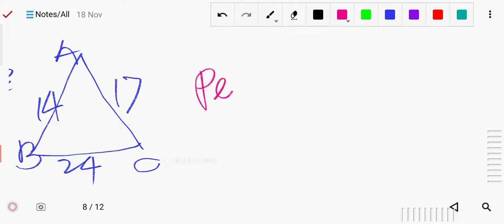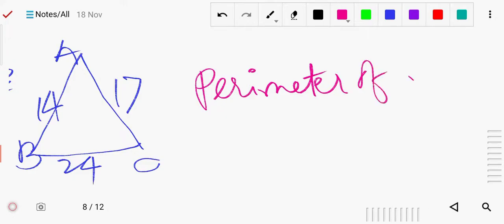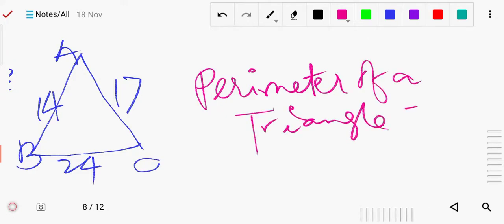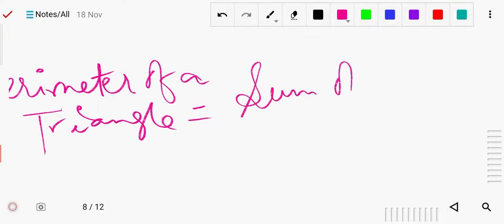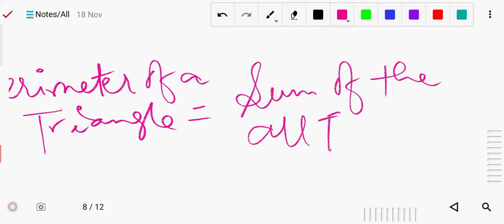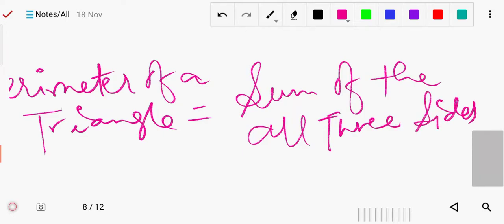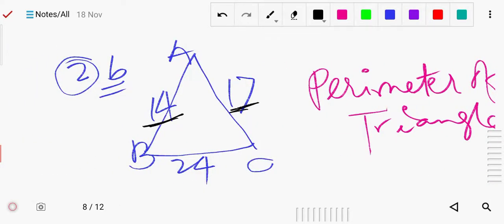So you have to write the formula like this: perimeter of a triangle equals to, what is the formula? You know that sum of all three sides. That's the formula. Means sum of all the three sides means you have to add all the sides' values. What is that? 14, 17 and 24.